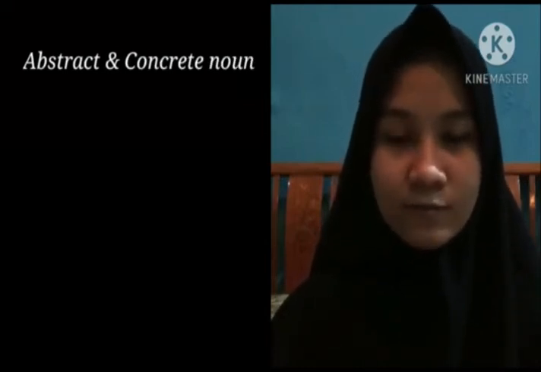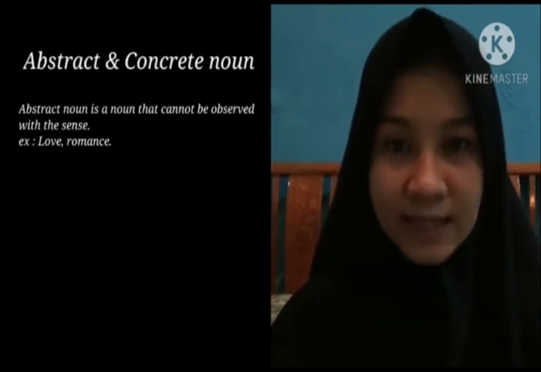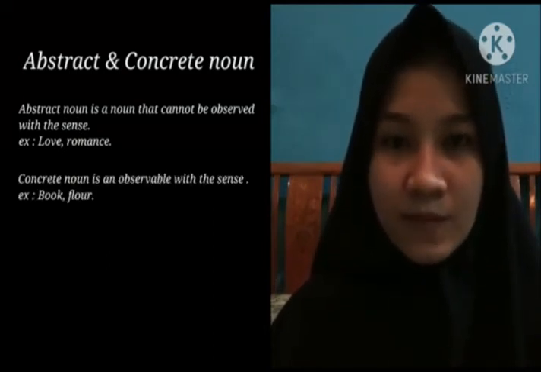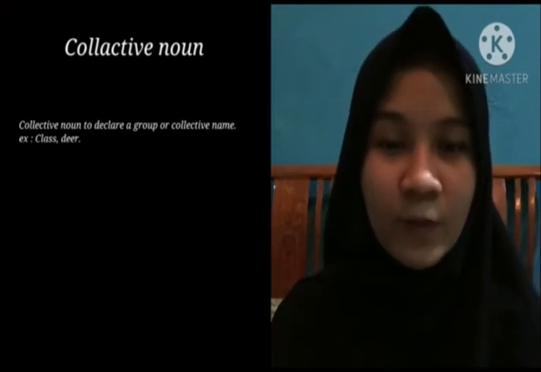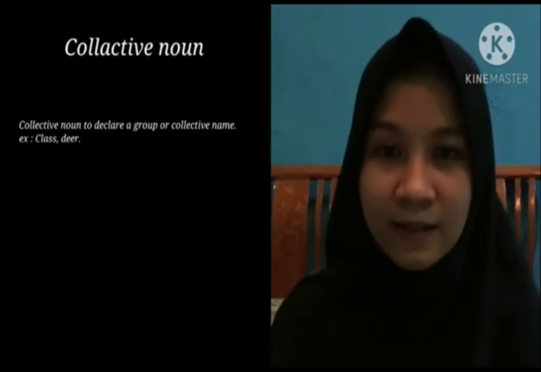The third is abstract and concrete nouns. An abstract noun is a noun that cannot be observed with a sense. The examples are love and romance. A concrete noun is observable with a sense. The examples are book and floor. The last is collective noun. A collective noun declares a group or collective name. The examples are class and deer.